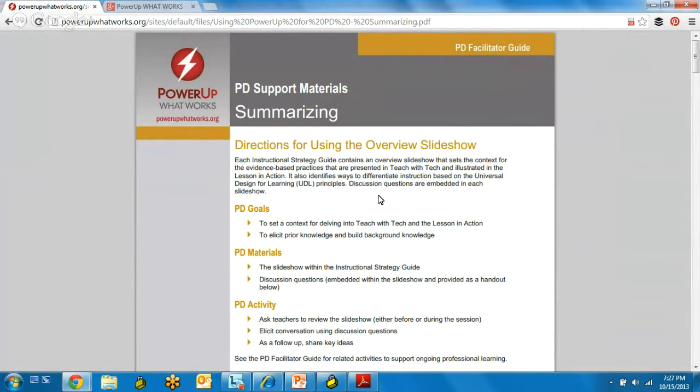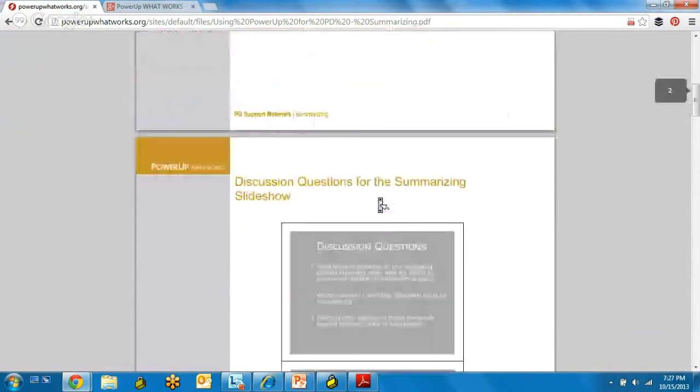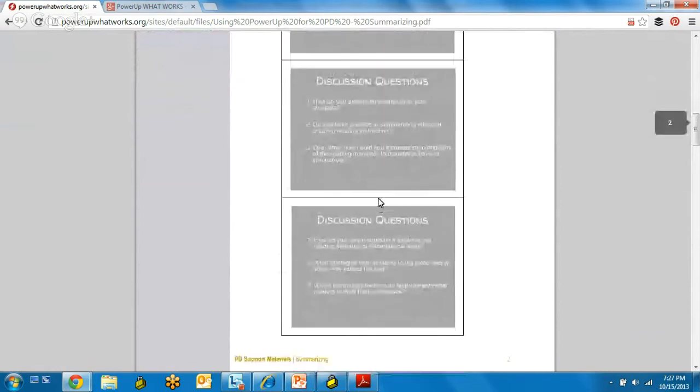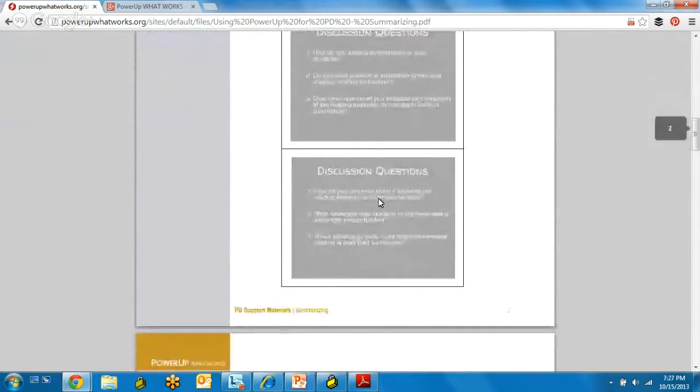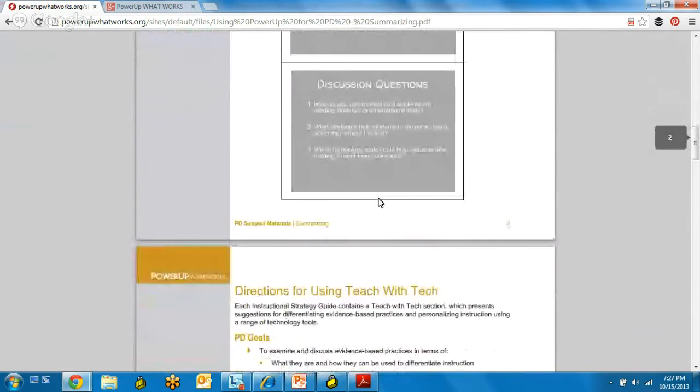In terms of the slideshow, the way this is set up is the way you'll always see it: what was the goal, what are the materials you would need, and what's an activity. So if you scroll down a little, Elise, in each one of the slideshows, we've embedded questions. And here, you can see the questions. Now, you might want to just think about those questions yourself as reflective questions. Or you might want to discuss them with somebody. Or you might want to send them as an email.